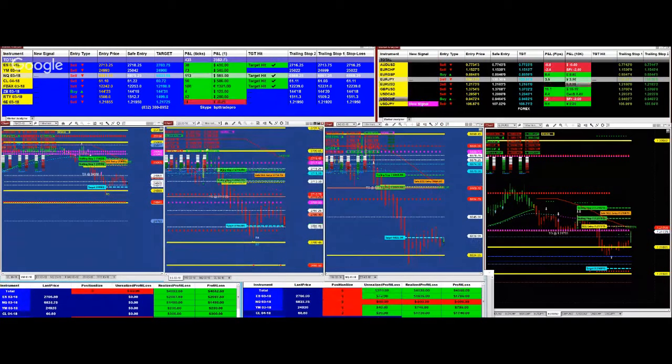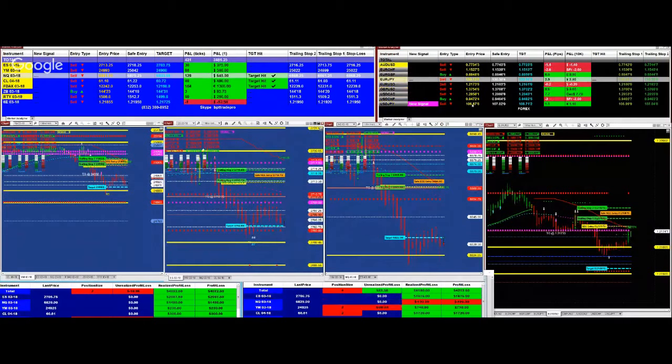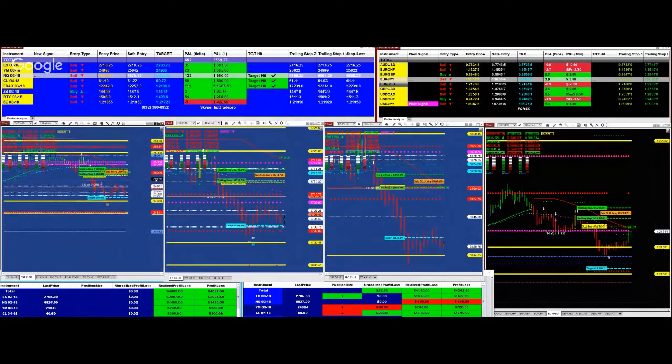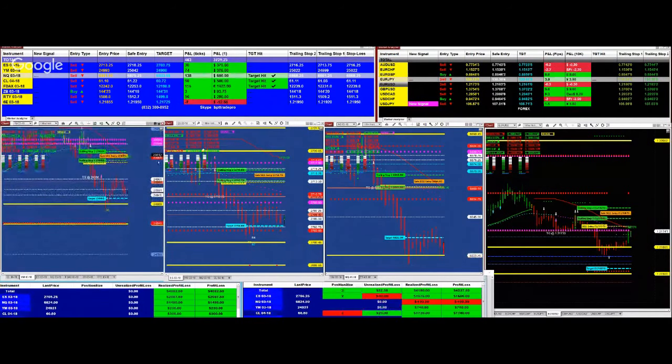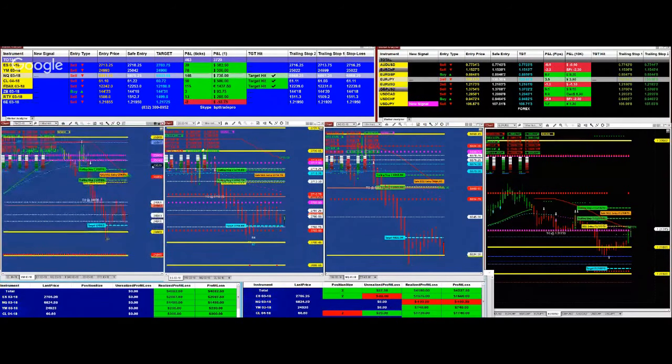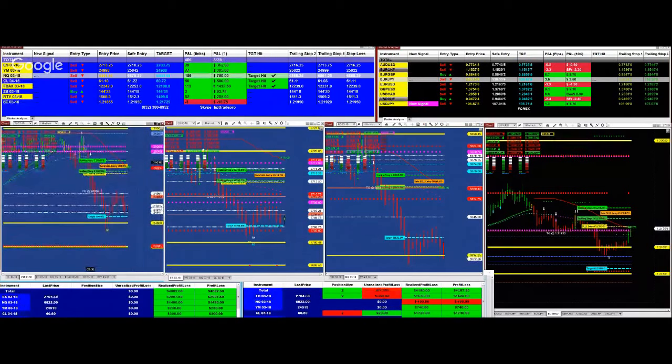Now you can see we have a new signal on the US Japanese on the Forex. Then you can see the sell order, and then it tells you the entry, and then it tells you the target, and then the trailing stops as well. Here is your YM, also the same thing. You have the entry, trailing stop is right in front of you, and then you have the target.